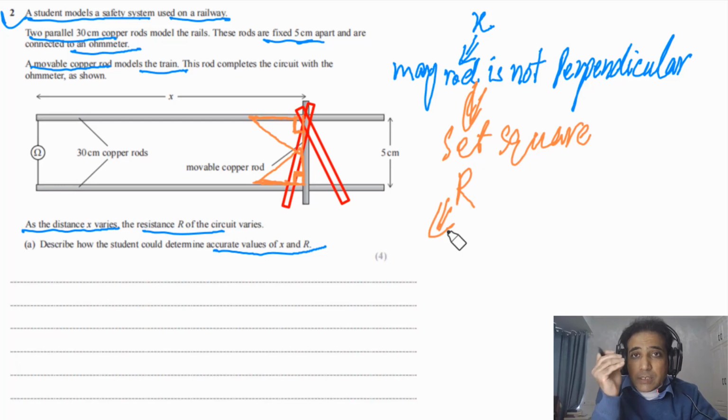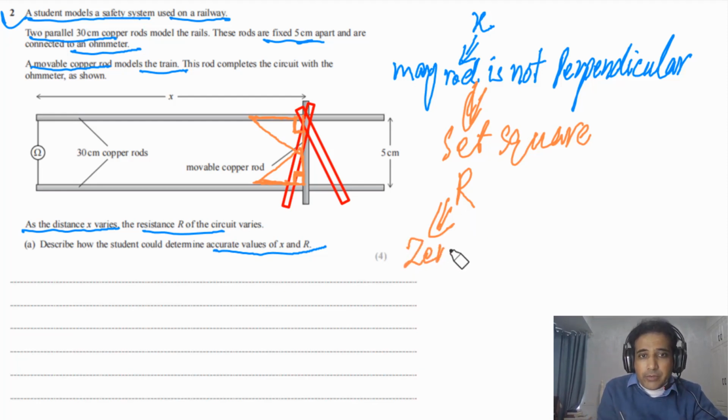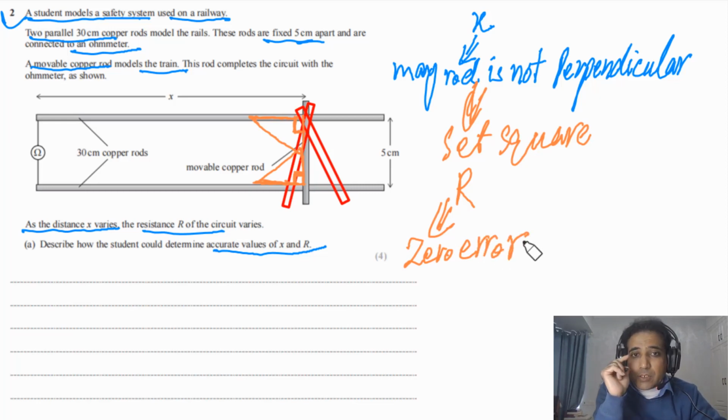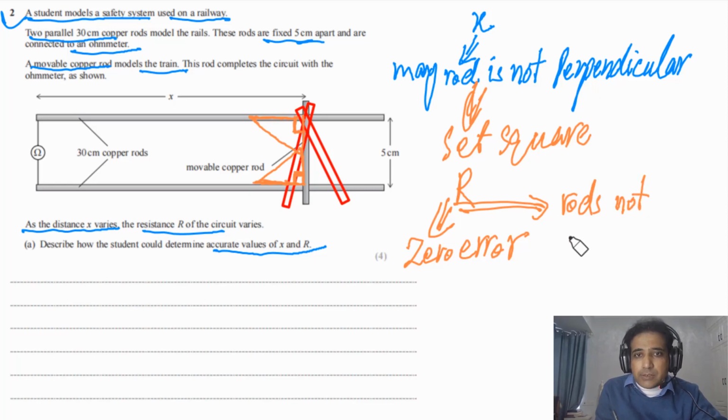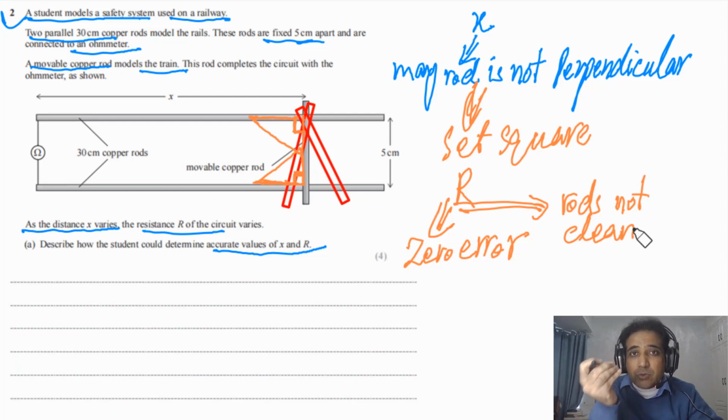About resistance, what kind of problems can make resistance inaccurate? Means it can increase the uncertainty. The first thing can be zero error, means the ohm meter is not starting from zero, so that can cause uncertainty. And also if the rods are not clean, that will also give us different values of resistance. If there is dust, the value of resistance will be different than the actual value. So these are the problems we can face.